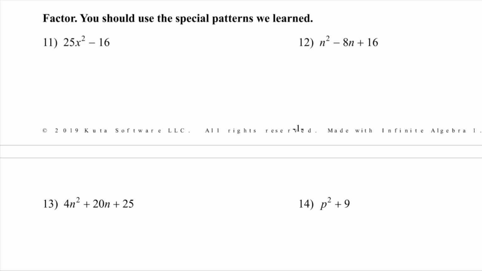So that means that this 25x squared should split up into the square root here and the square root here. So 5x plus 4 and then 5x minus 4. Remember, if you multiply this out, it should give you what you started with. And if we do multiply it out, the outer and inner terms cancel, and that's why there's only 2 terms instead of 3. Let's skip down to 14. That's the other one with 2 terms.